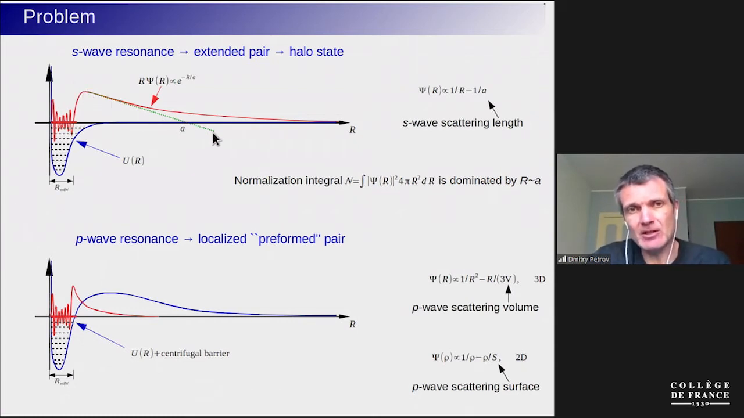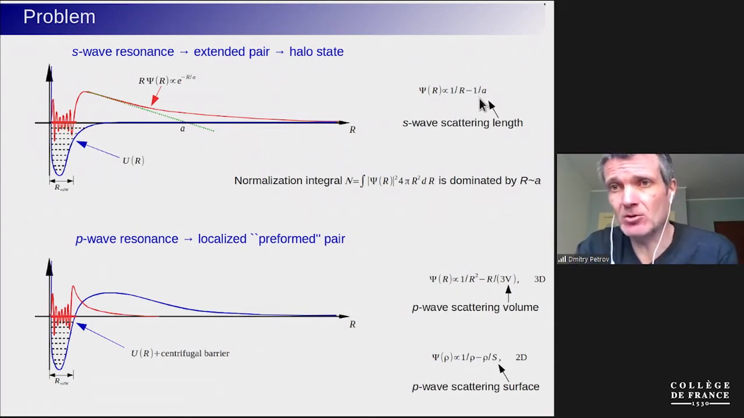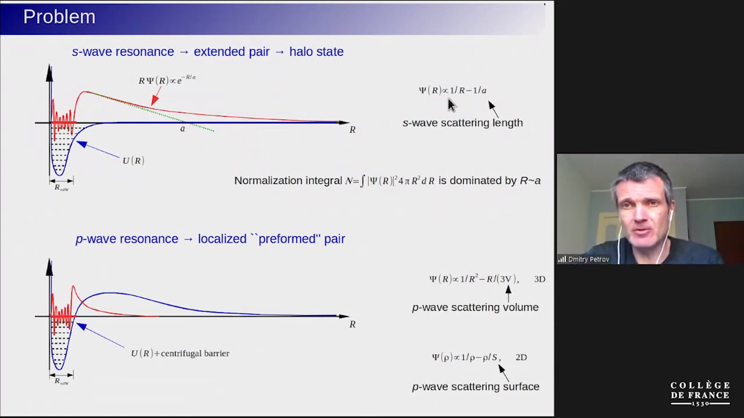This linear thing is given by this expression. This is the solution of the radial Schrödinger equation at zero energy. Basically, there are two linearly independent solutions, one over r and a constant, and the scattering length fixes the ratio between the two. Anyway, if you calculate the normalization integral with this wave function, you will see that it is dominated by distances of the order of a.